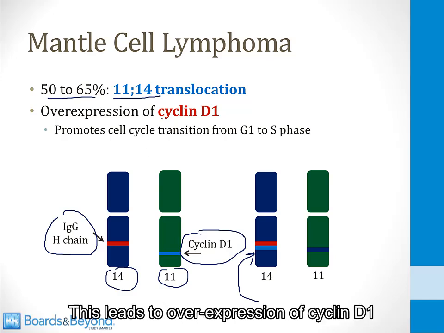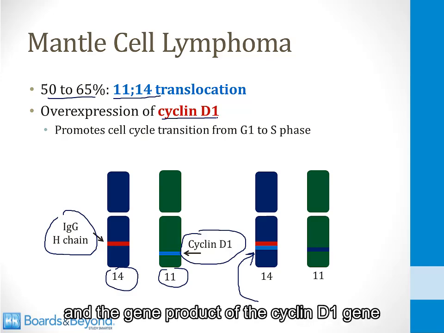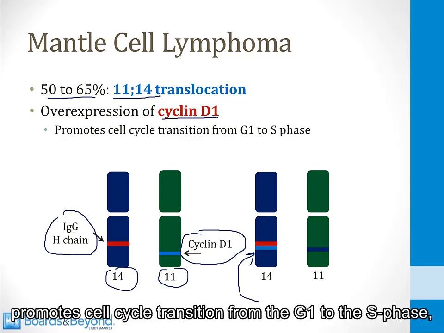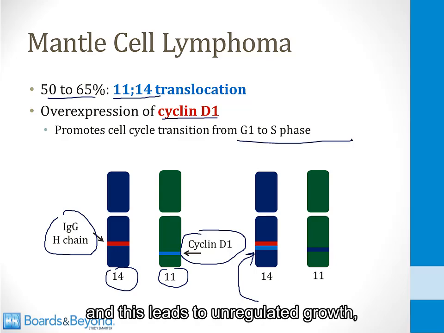This leads to overexpression of cyclin D1, and the gene product of the cyclin D1 gene promotes cell cycle transition from the G1 to the S phase, and thus cells grow more rapidly, and this leads to unregulated growth, which leads to mantle cell lymphoma.